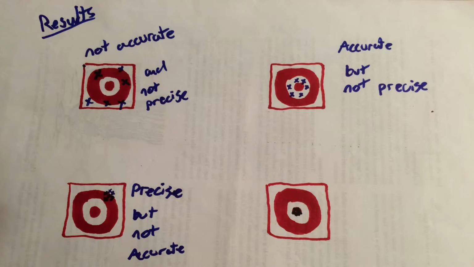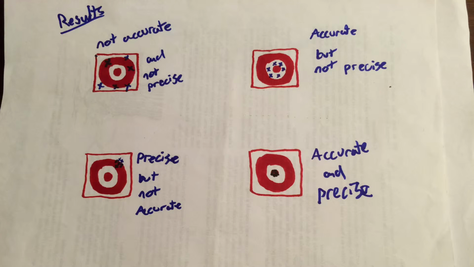Next, onto the third target. On this one, the archer was not accurate, because the arrows did not hit anywhere near the bullseye. But the archer is precise, because all the arrows hit in the same area. Finally, the last target. On this target the archer is both accurate and precise. We know this because the arrows are all on the bullseye, and very close together.